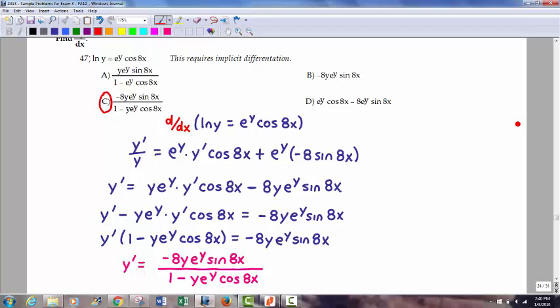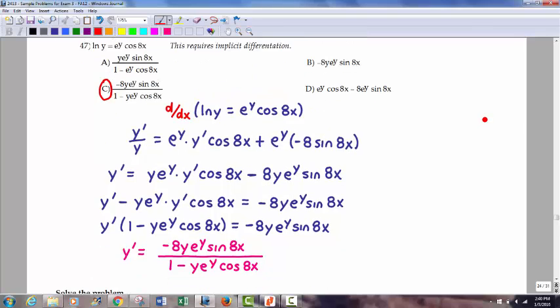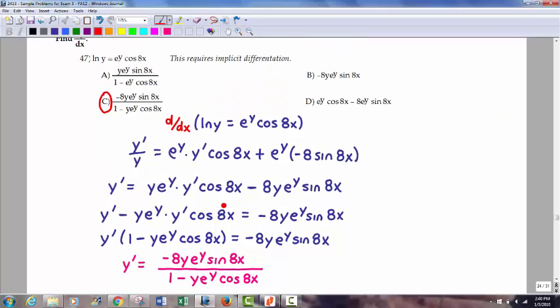This goes back to implicit differentiation. These can get a little messy, but we've already done implicit differentiation. We're just now using logs and e's. So we're going to differentiate all this with respect to x.